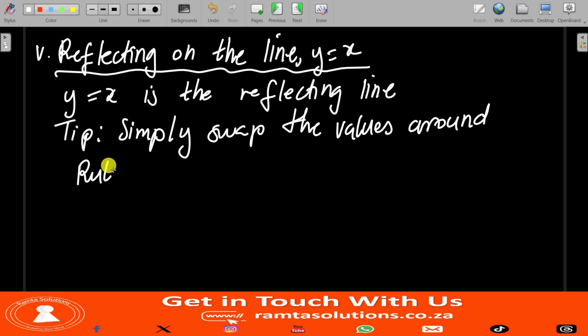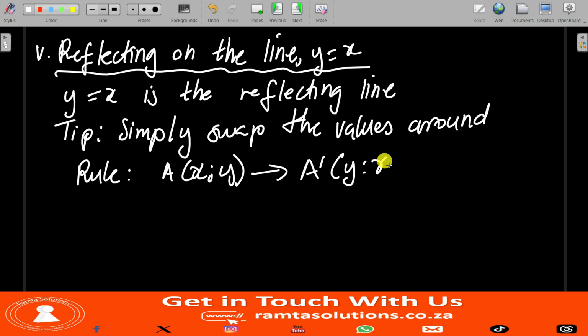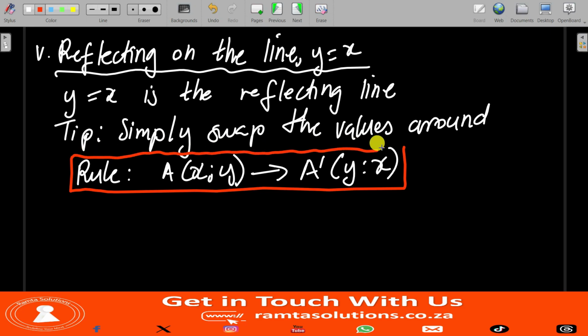Therefore, the rule: if you have a point x and y, A prime will simply swap, meaning it'll be y and x. That is the rule when you're reflecting on the line y equals x. Okay. Happy? Perfect.